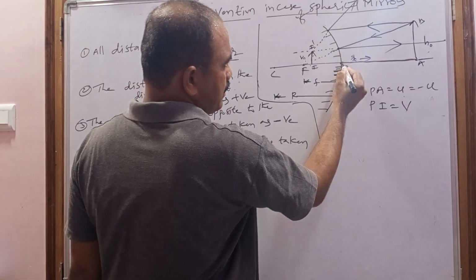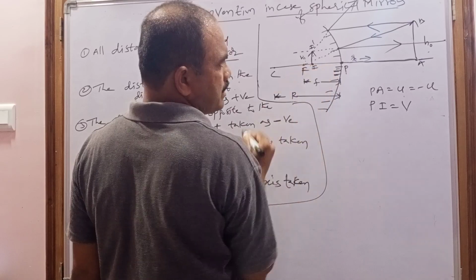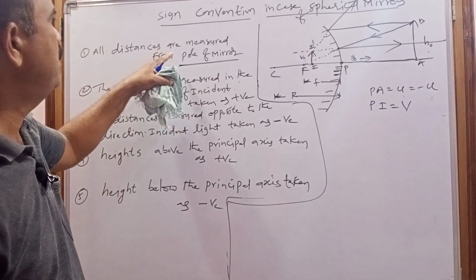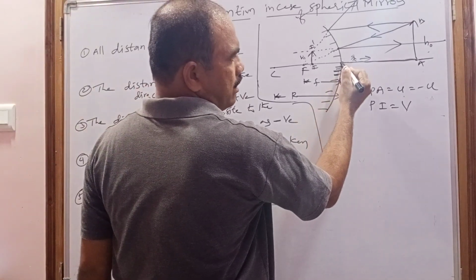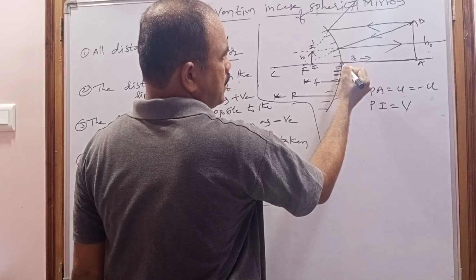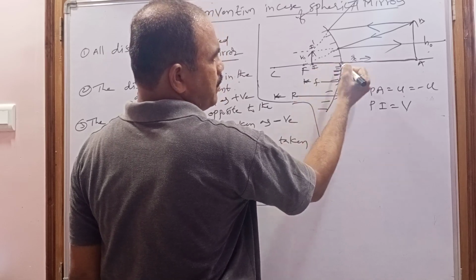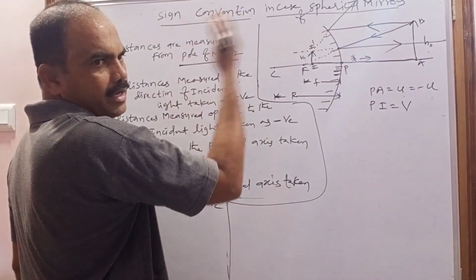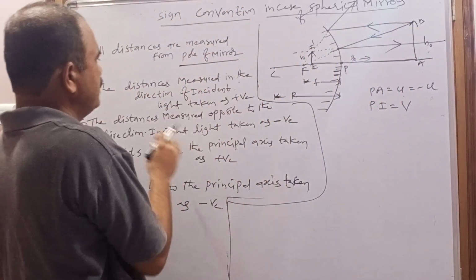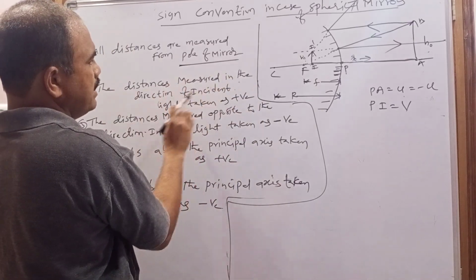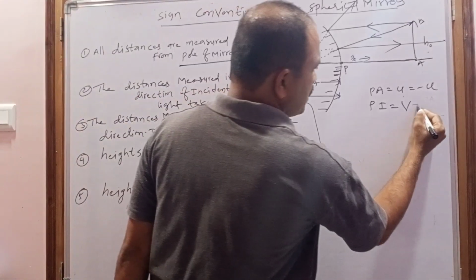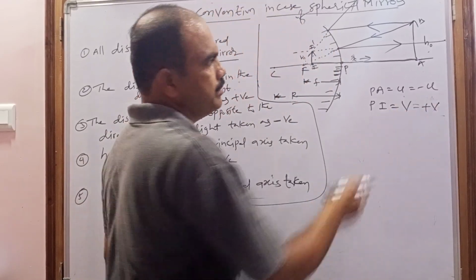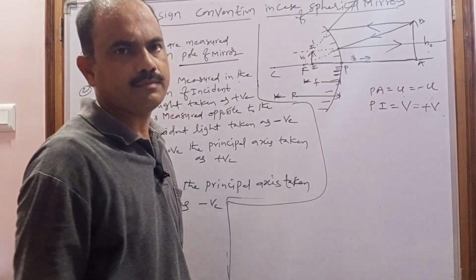Now come to the image distance, the distance between pole and image. This is the image, and you start from the pole. To measure the image distance, you move in this direction. The incident ray is also in this direction, so you are moving in the direction of incident light. Distance measured in the direction of incident light is taken as positive. So this time it becomes plus. If it is 30 centimeter, plus 30. If the object distance is 20, minus 20.